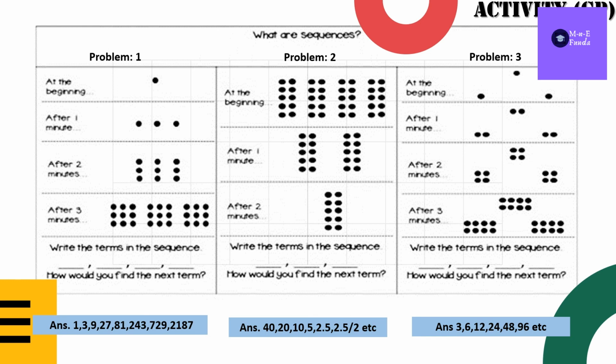And for problem number 3, take the first 3 dots here. After 1 minute, 3 more dots. After 2 minutes, it is now 12 dots here. So the first term is 3, second term is 6, third term is 12, fourth term is 24. So the series is like this: 3, 6, 12, 24, 48, like this. Here the constant common ratio is 2. So it maintains a GP series.